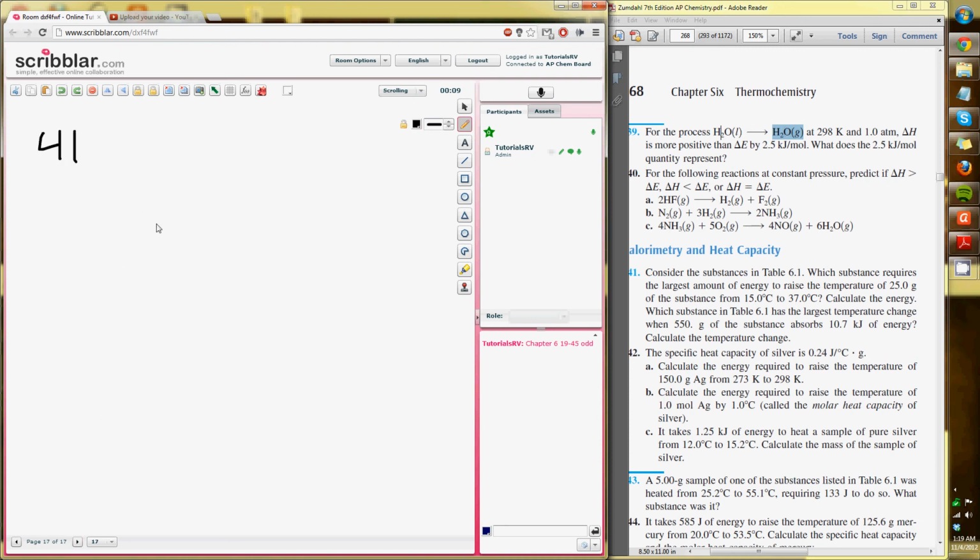41. Look at the substances at table 6.1. Yeah, this is a simple problem. It's just Q equals MC delta T. You should memorize this equation by heart. You have to know it, especially in this chapter. I took chem 2 years ago and I still remember this. You have to remember this.